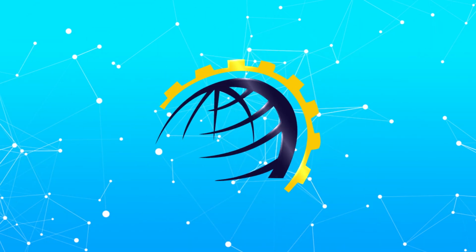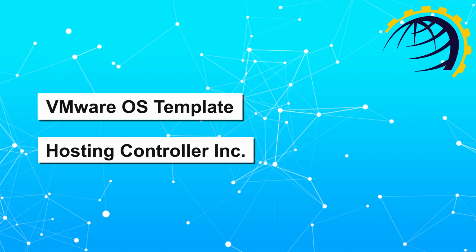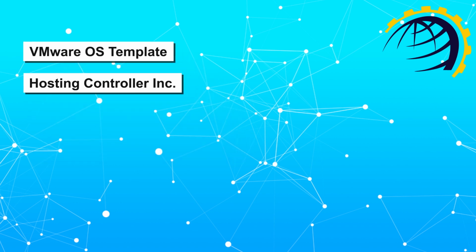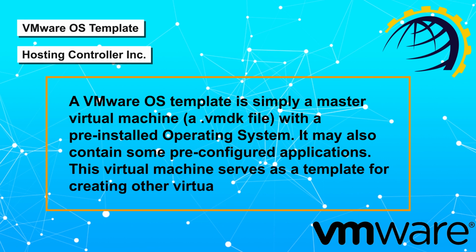This video explains how to add a VMware OS template in HostingController. A VMware OS template is simply a master virtual machine, a .vmdk file, with a pre-installed operating system. It may also contain some pre-configured applications. This virtual machine serves as a template for creating other virtual machines.